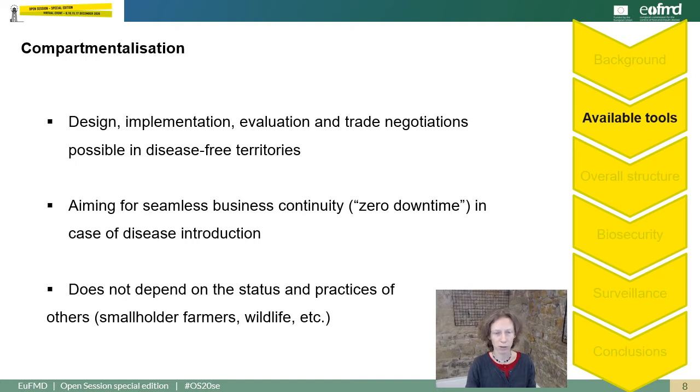The second aspect of compartmentalization that is critical for business management is that it provides a way to be less dependent on the status and practices of others, allowing highly integrated production systems to depend less on smallholder farmers or on the presence of susceptible wildlife.